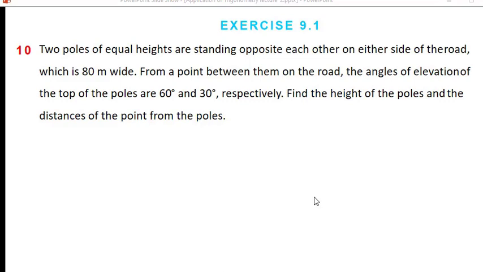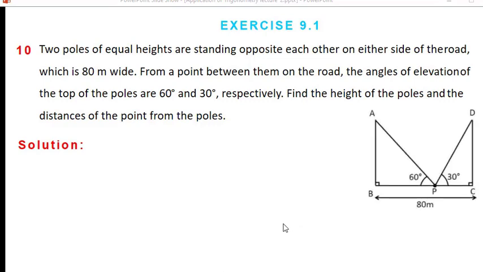At one pole you find that the angle of elevation is 60 degree, and for the other pole the angle of elevation of the top of pole is 30 degree. We have to find the height of the pole, as well as the distance of the point from the pole. Okay, so where we are standing, that we have to find out.